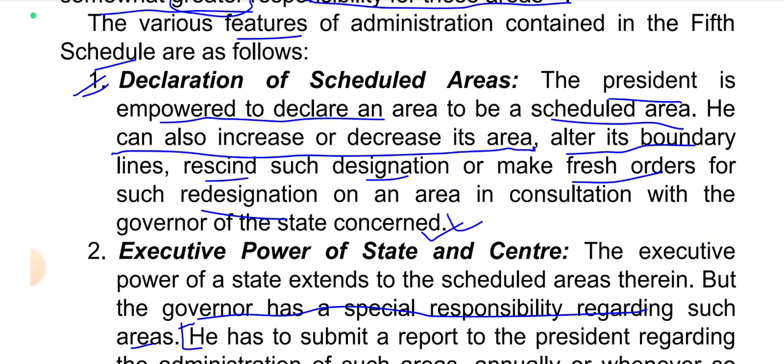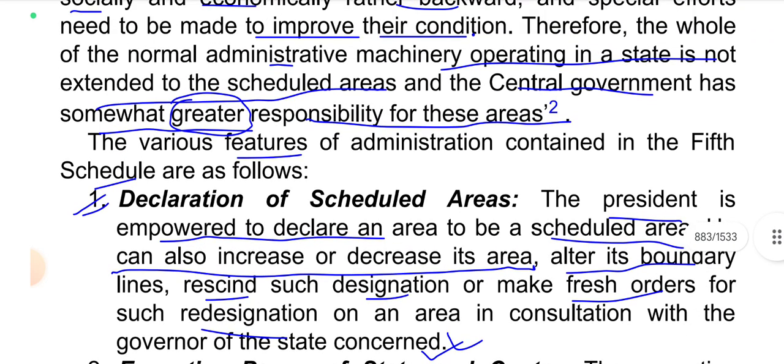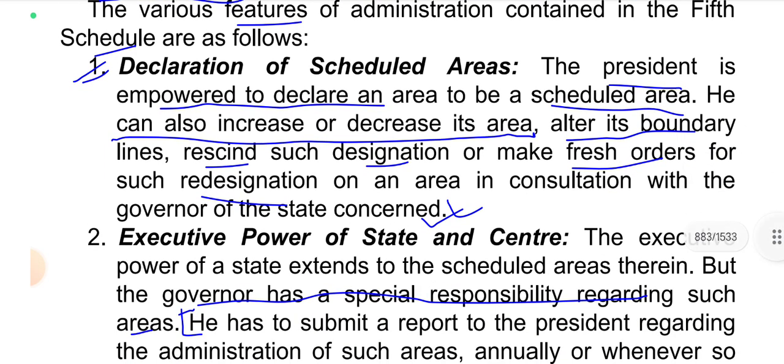Declaration of scheduled areas. The president is empowered to declare an area to be a scheduled area. He can also, so whatever scheduled area there is, under whom will it remain? Even if it is inside a state, the central government will run its administrative machinery there. Maybe it is like a UT, let's see. Let's read. So president can also increase or decrease its area, alter its boundary lines, rescind such designation, or make fresh orders for such designation on an area in consultation with the governor of the state concerned.